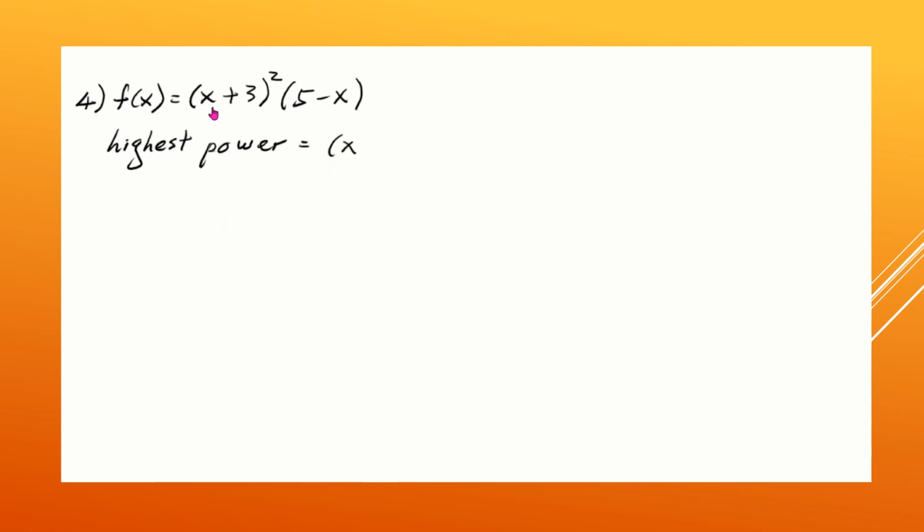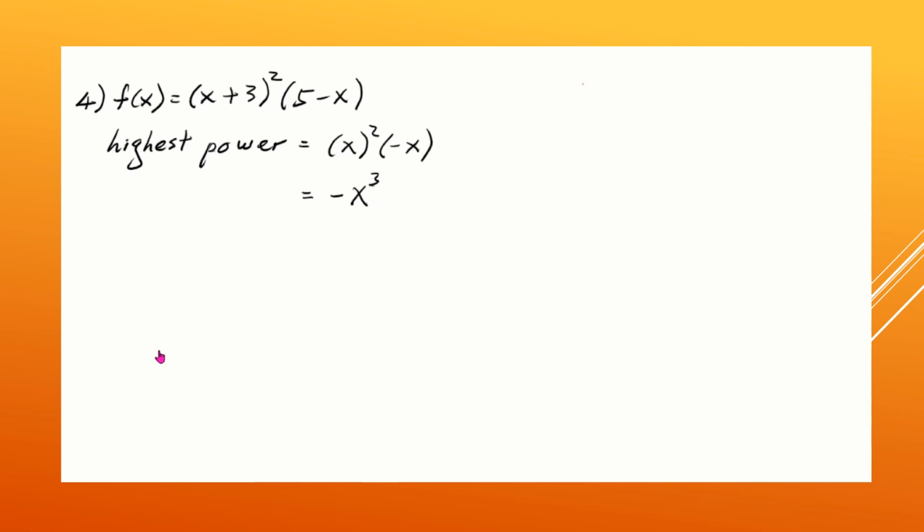Now we go to the next example. We want to sketch the curve of the polynomial function f of x equals x plus 3 to the power 2 multiplied by 5 minus x. First, we determine the highest power of the function. The first factor is x to the power 2, the second factor is negative x. So the highest power of the function is negative x to the power 3.